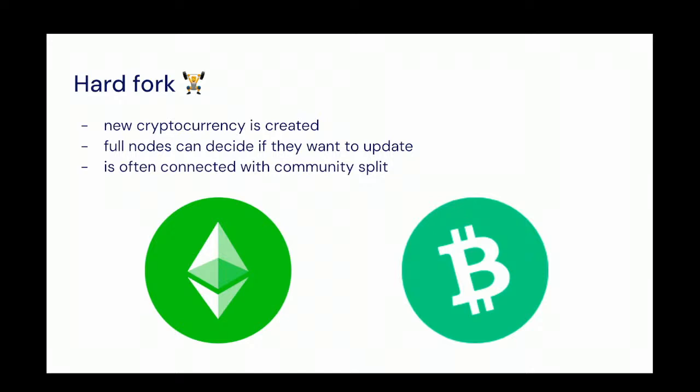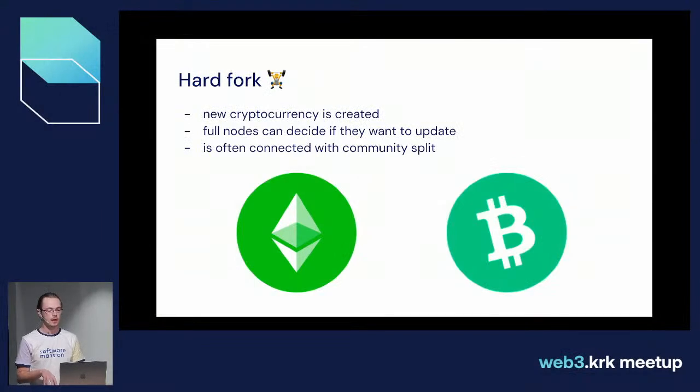And the other type, the most important, I think, is a hard fork. It happens when the changes are big and it's not backward compatible. Old nodes can't verify new ones, and they have to update their software.